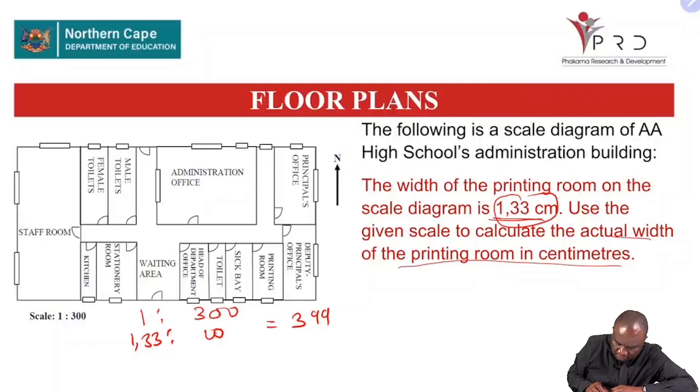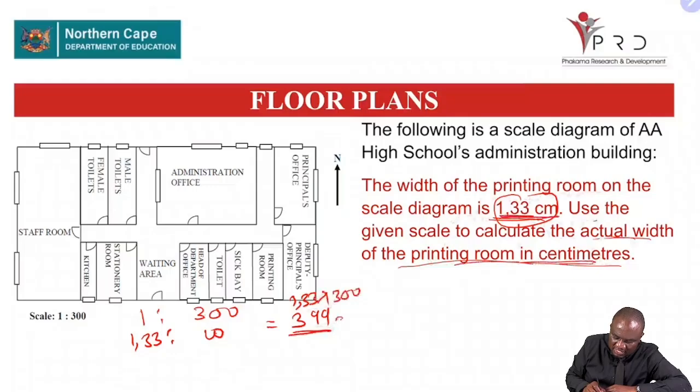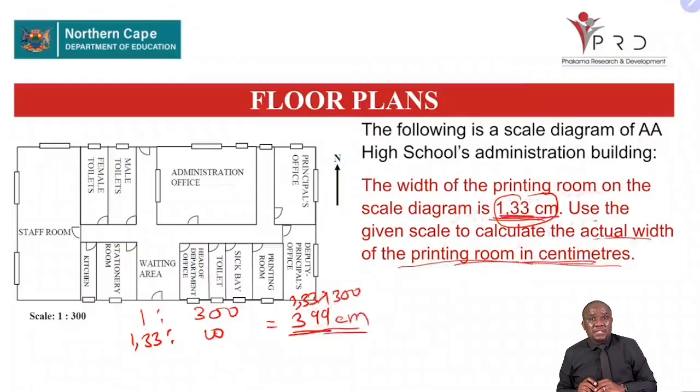Oh, we have to show the method: 1,33 times 300. Right? So it says the width of the printing room on the scale diagram is 1,33 centimeters. Use the given scale to calculate the actual width of the printing room in centimeters. Oh, so we're not converting anything here. So the answer is 399 centimeters. The width of the printing room is 399 centimeters or 3,99 meters, but they say centimeters. So this is the answer. Makes sense. 4 meters makes sense.